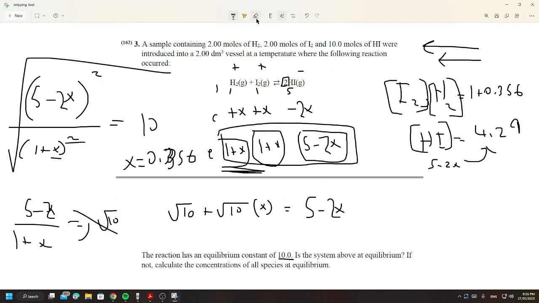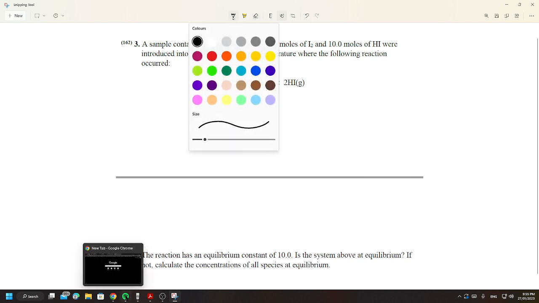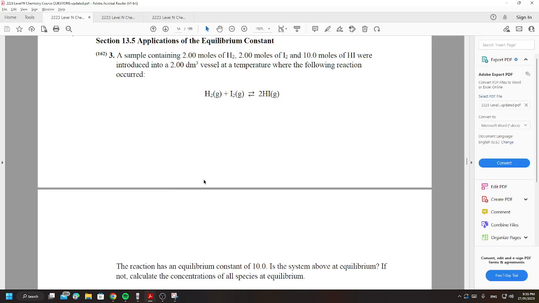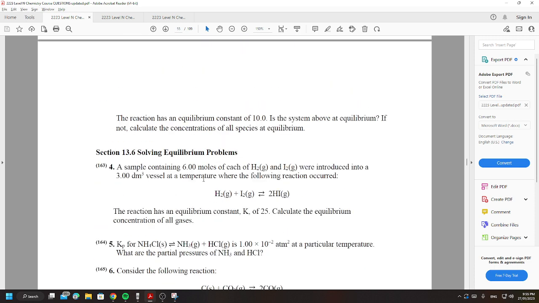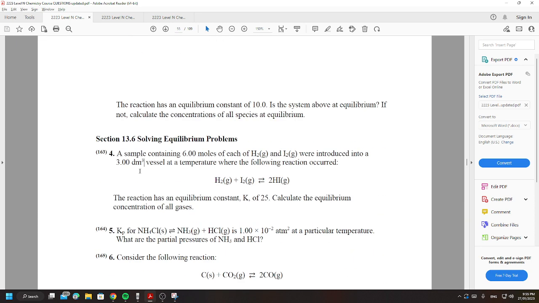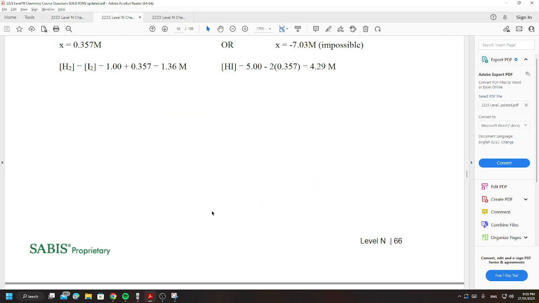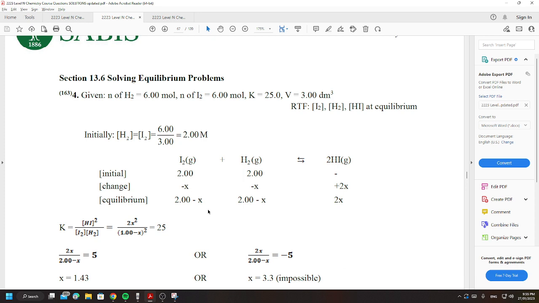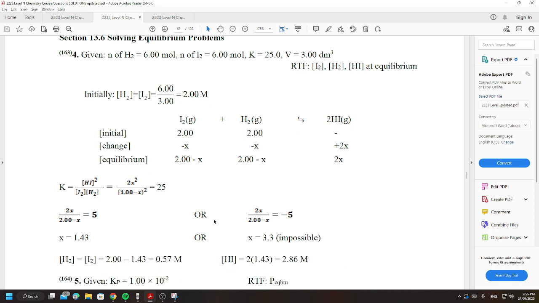I'm only going to solve one example of an ICE table in the course revision because an ICE table is way too time consuming and I want this to be a short recording, unless they ask it in a different type of way, in which case I will solve it. So here. A sample containing 6 moles of H2 and I2 were introduced into a 3 decimeter vessel. This is literally just the same idea as the previous question.